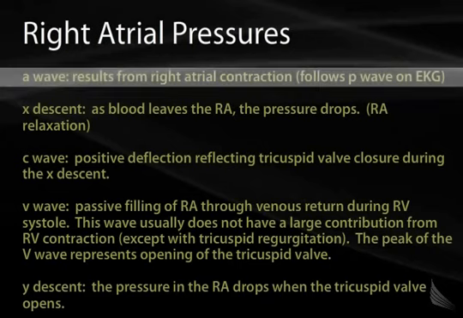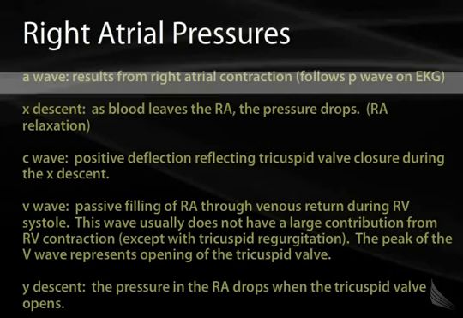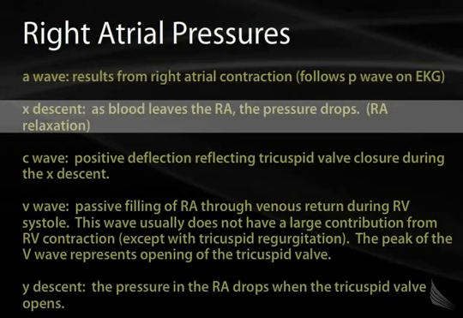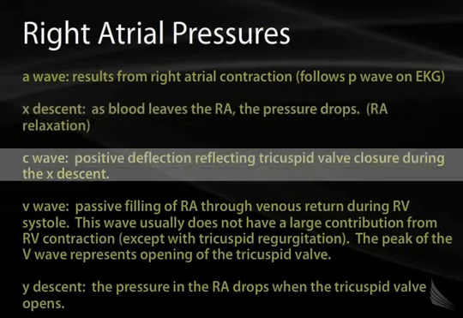A wave results from right atrial contraction. This immediately follows a P wave on an EKG. If a patient is in atrial fibrillation, they will not have an A wave. The X descent represents blood leaving the right atrium. As blood leaves the right atrium, the pressure will drop. This also corresponds to right atrial relaxation. The C wave represents a positive deflection. This comes from the tricuspid valve closure, which occurs during the X descent.